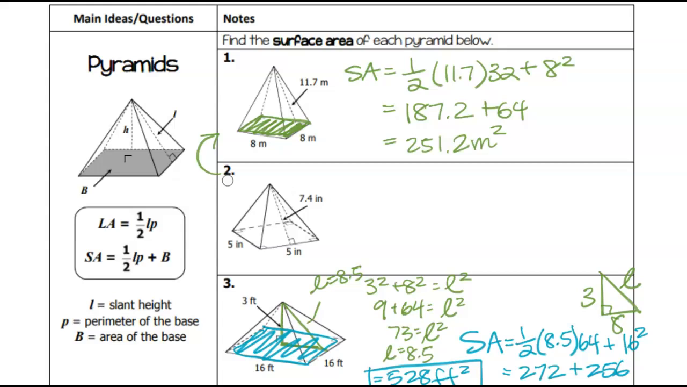Alright, so you know what to do. Number 2, again, don't worry about the Pythagorean theorem, just follow the example in number 1. Alright, so you should have number 2 done, and to check our work, the surface area for number 2 is 99 inches squared.